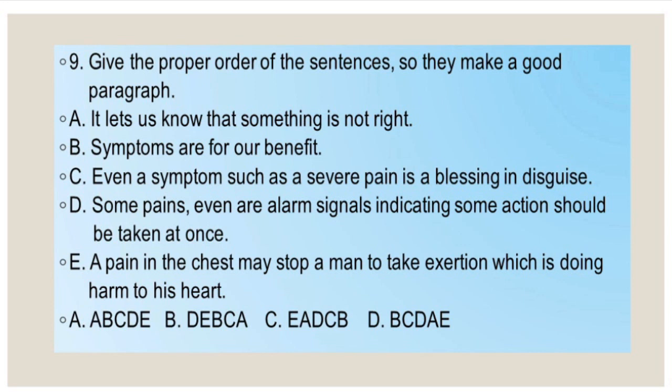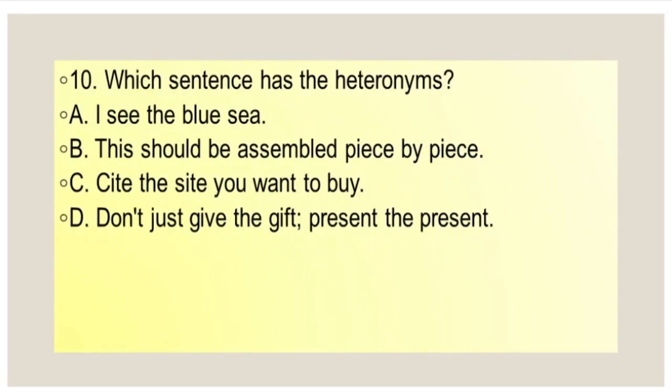If you're asked to give the arrangement of the sentences, then always consider the topic sentence. What is a topic sentence? It is the most general statement in a paragraph because it contains the main idea. If we look at the sentences there, we see option B, symptoms are for our benefit, as the most general among the sentences. So we are going to choose option D because it's the only option having letter B as the first letter.